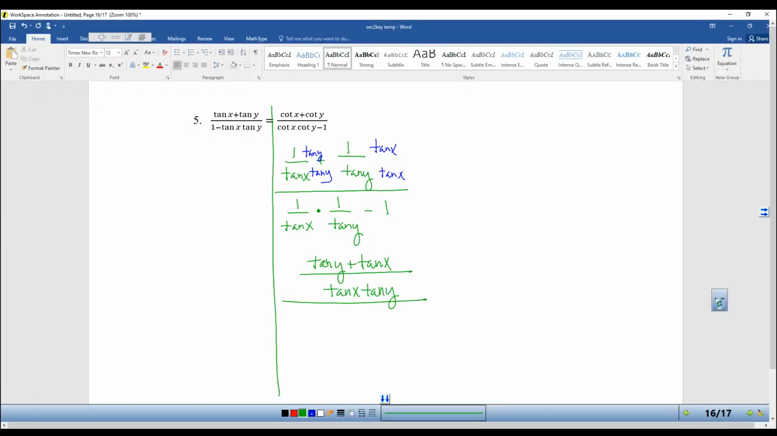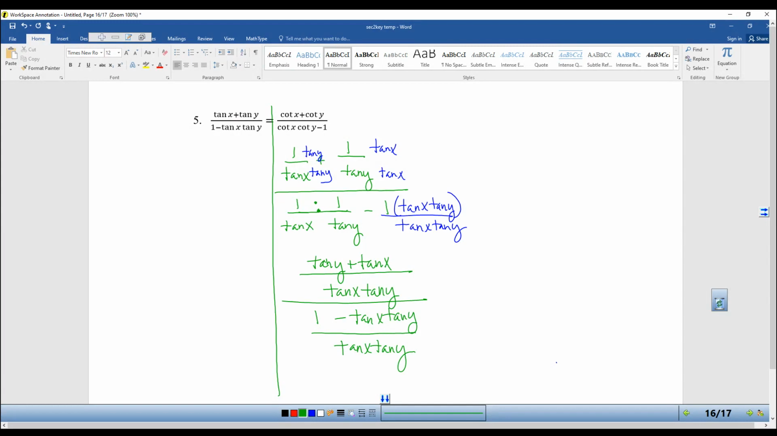Now, the only way to make these two things go together is if I give this one also the same denominator. So tangent of x, tangent of y, and tangent of x, tangent of y. Because technically this is one thing, multiplying the numerator times the numerator, denominator times denominator. So now I have 1 minus tangent of x, tangent of y, all over tangent of x, tangent of y.